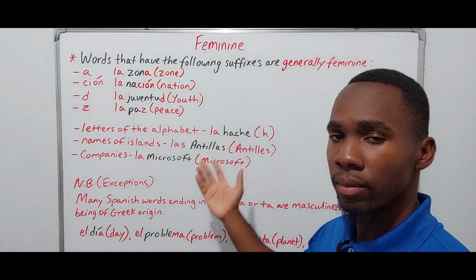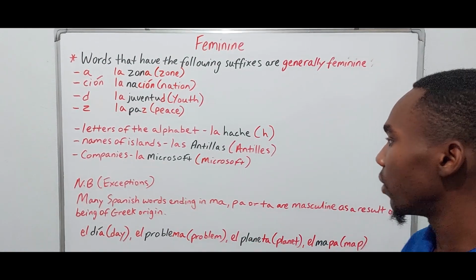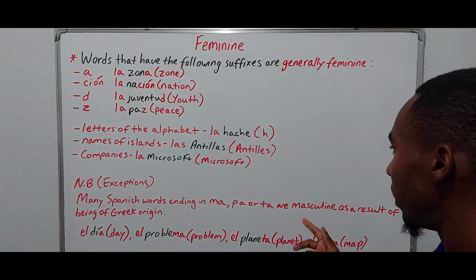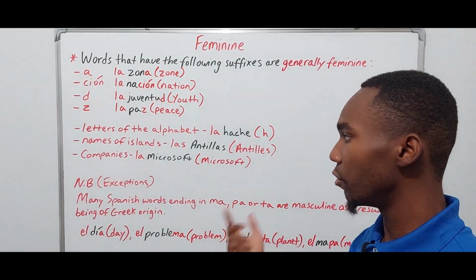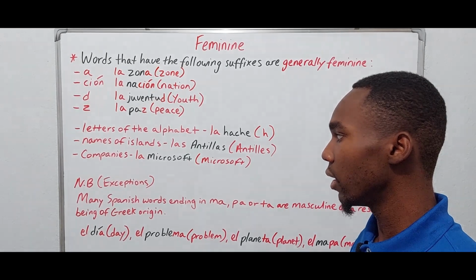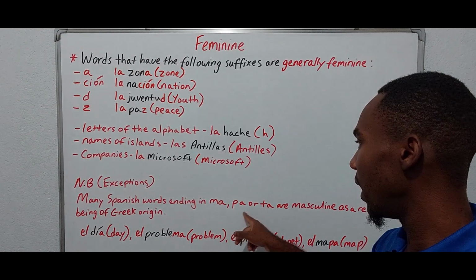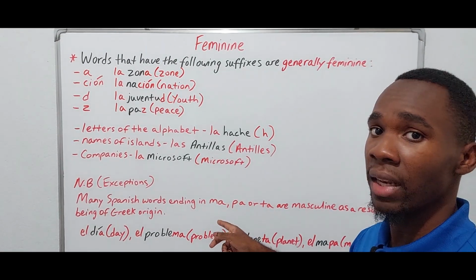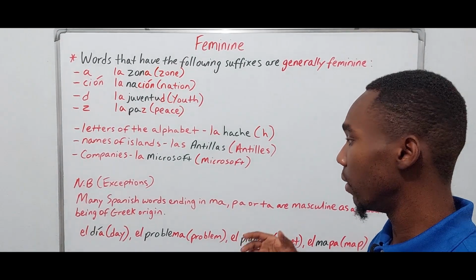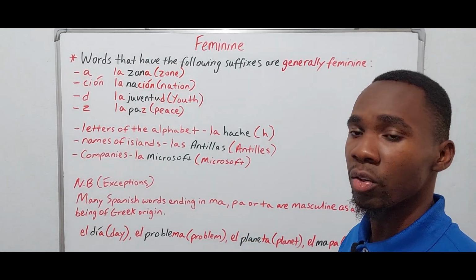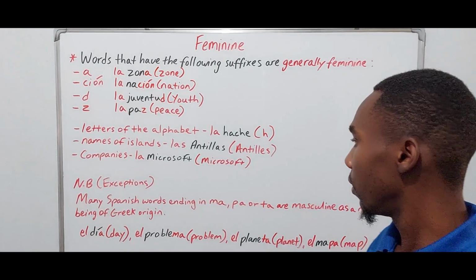Okay, so now we get to the exceptions. So many Spanish words ending in MA, PA, or TA are masculine as a result of being of Greek origin. Okay, so a lot of those words that you see that end in MA, PA, or TA, and notice that they do end in A, right? But they are going to be masculine, and the reason is that these are words that have Greek origin. They're Greek words, right?